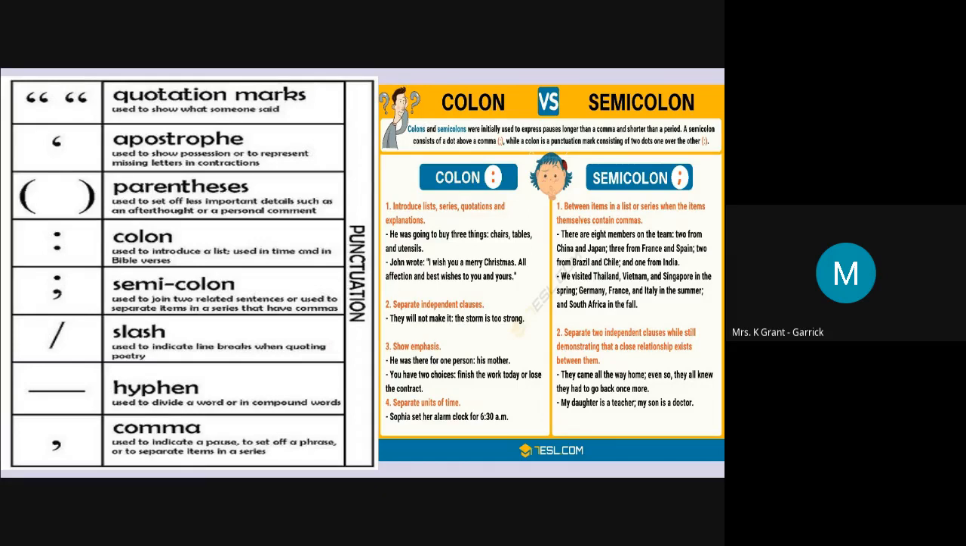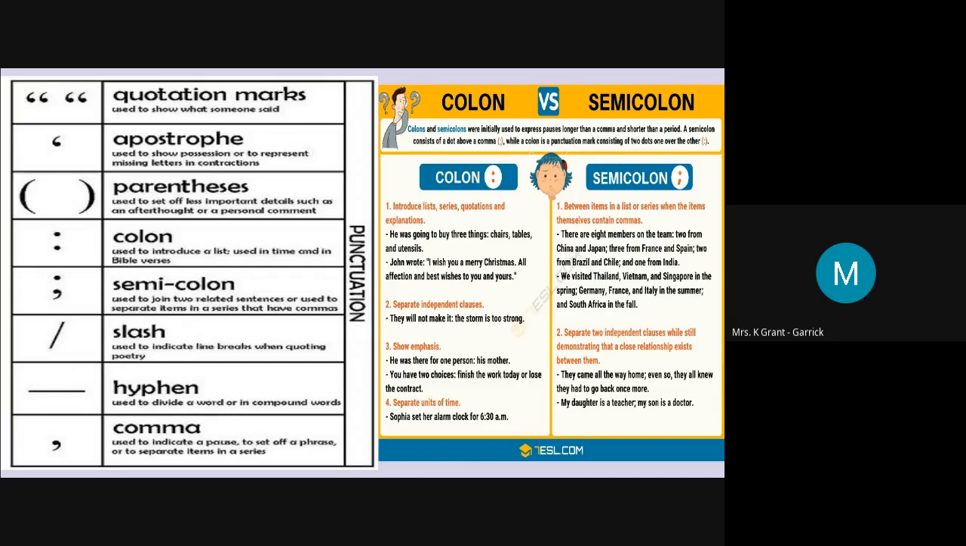All right. We use it to show emphasis. So he was there for one person, and we put: his mother. We also use it to separate units of time, and we spoke about that already, but the example is there. Sophie set her alarm clock at 6:30 a.m.